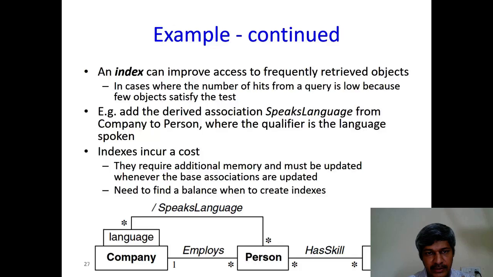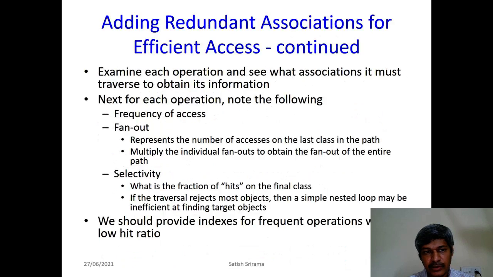So, trying to put all the things together, what about adding redundant associations for efficient access? What you should be doing during the design stage is to examine each and every operation and see what associations it must travel to obtain its information. And next, for each operation, note the following things. Find the frequency of access, so how often you are asking that question.